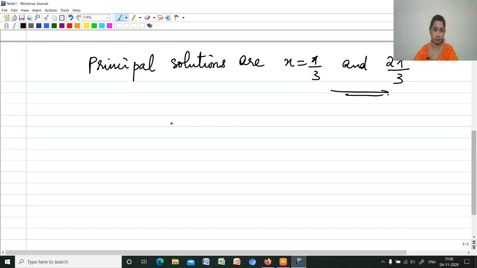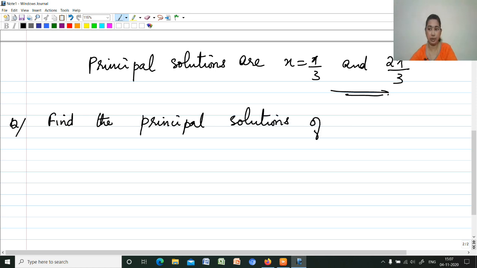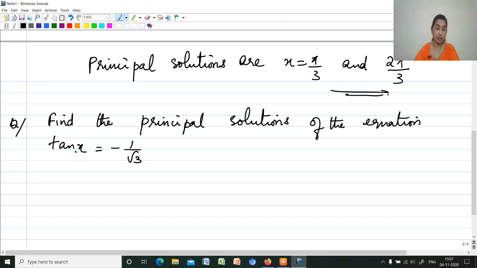Now the next question. Find the principal solutions of the equation tan x equal to minus 1 by root 3. We should know in which interval it is coming, whether it is between 0 and 2 pi. Tan x equal to minus 1 by root 3. We know that tan pi by 6, that is tan 30, is 1 by root 3.